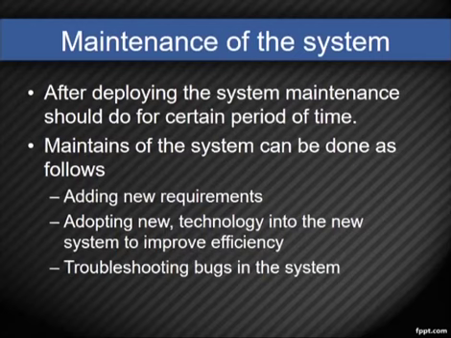Maintenance means until the end of the system, or what we call the death of the system. We have to maintain it. We can add new requirements. We can embed new technology into the system. We can also troubleshoot the system. Those things belong to the maintenance of the system. So these are the seven stages of the system development life cycle.